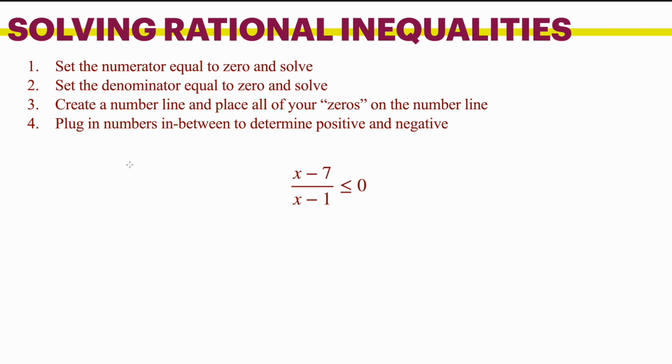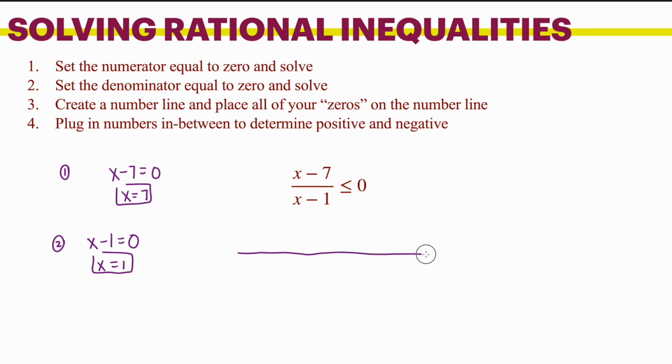So number 1, we're going to set the numerator equal to 0. So we get x equals 7. Number 2, we're going to set the denominator equal to 0. We get x equals 1. And next, number 3, we're going to create a number line. We have 1 and we have 7.